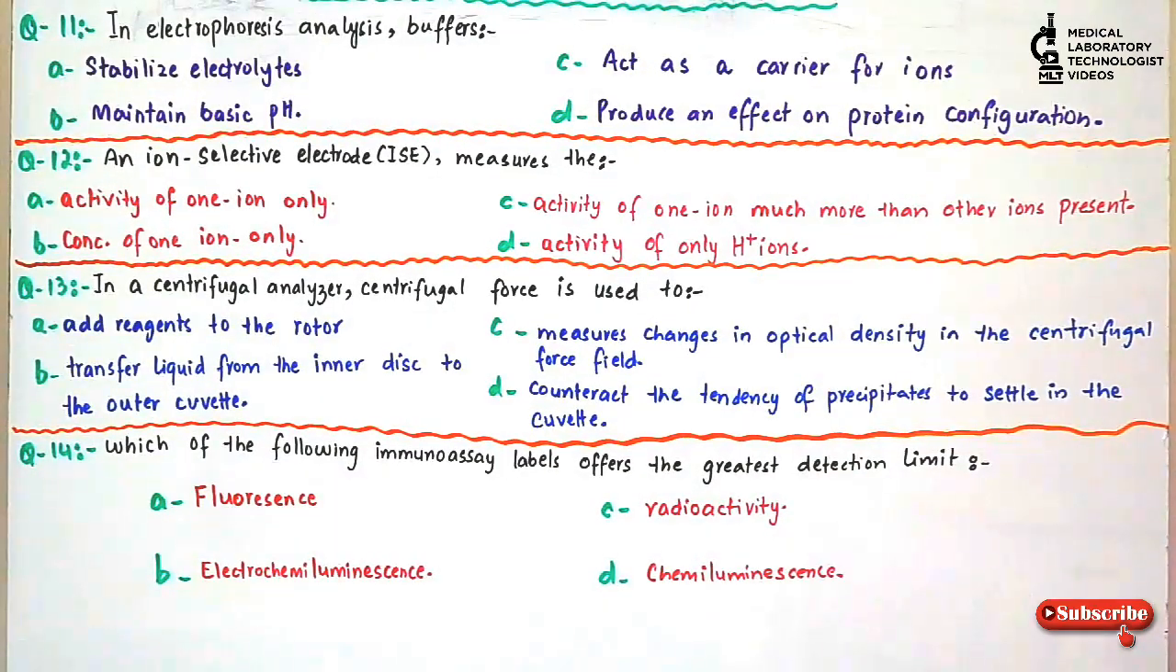Question number 14. Which of the following immunoassay labels offer the greatest detection limit? Option A, fluorescence; option B, electrochemiluminescence; option C, radioactivity; option D, chemiluminescence. And the answer for this question is option B, electrochemiluminescence. These labels are very useful because they provide very low levels of detection with little or no background interference.